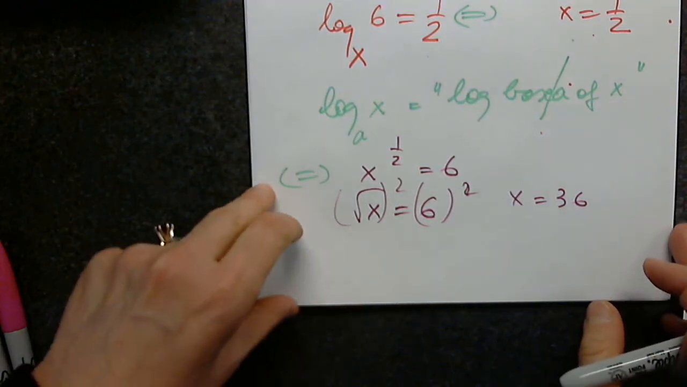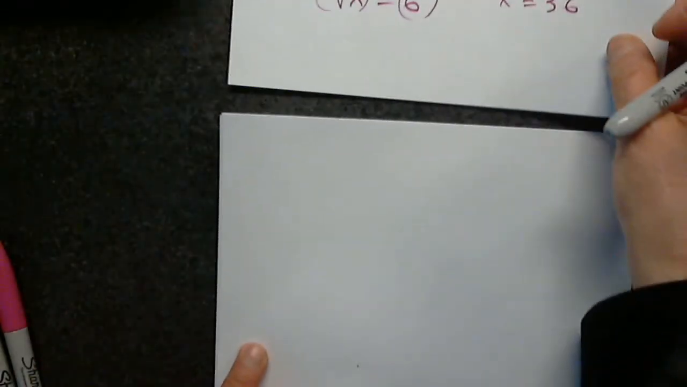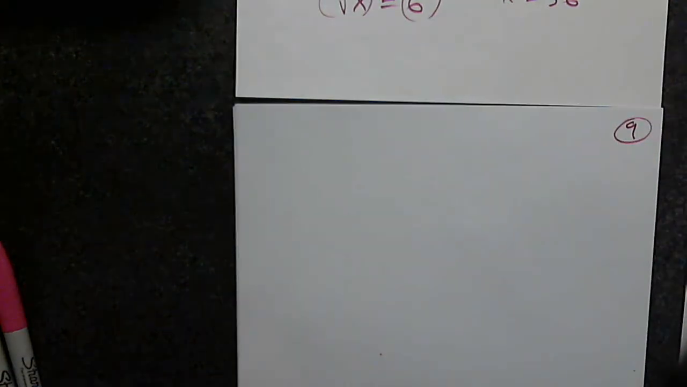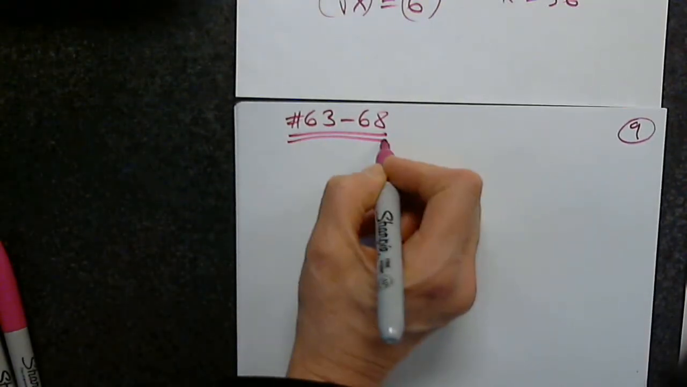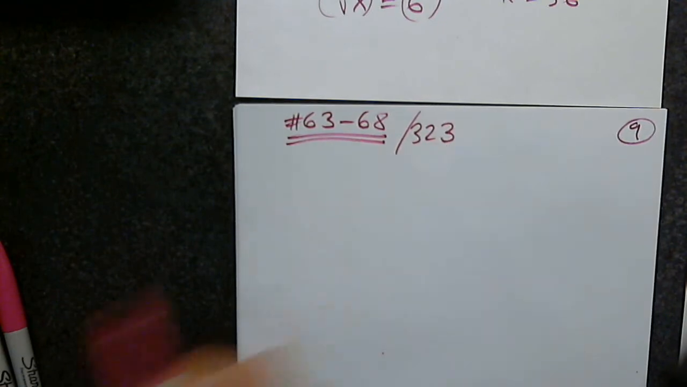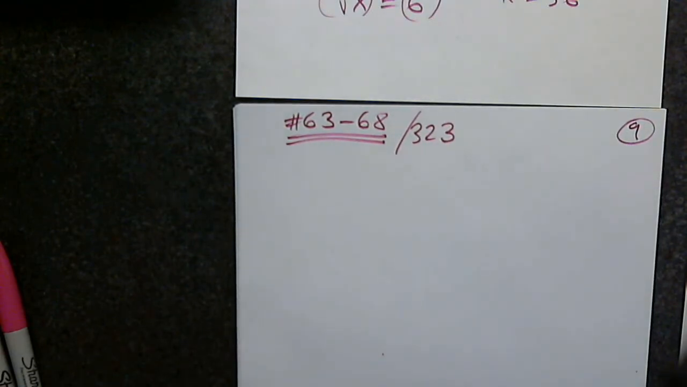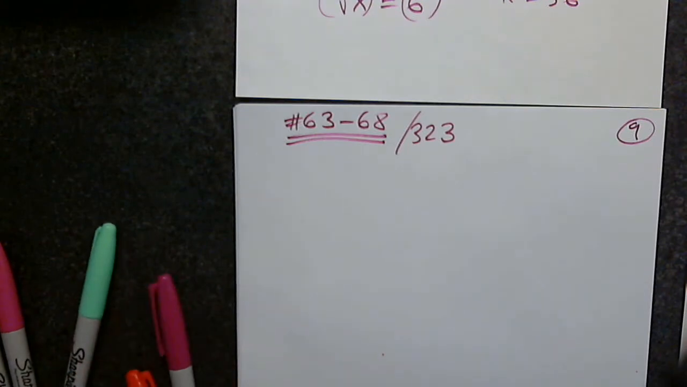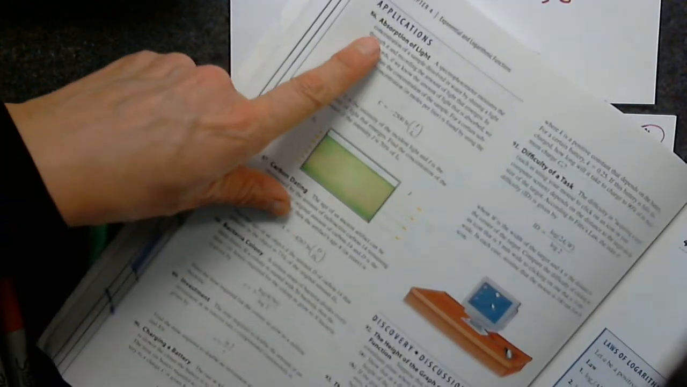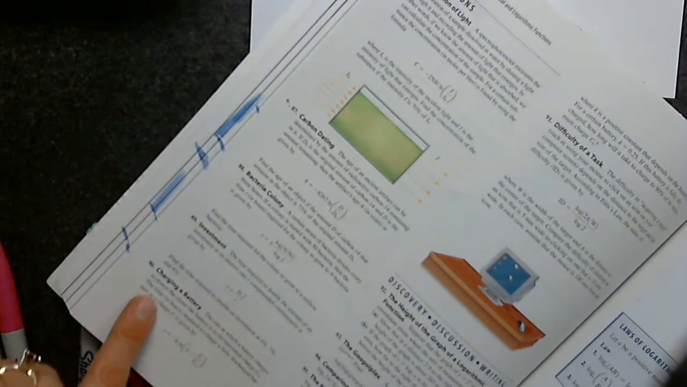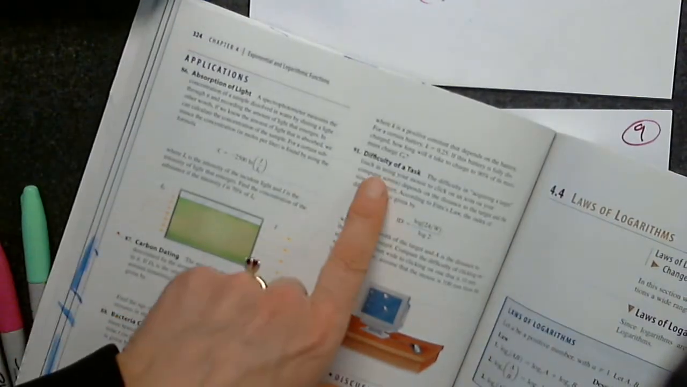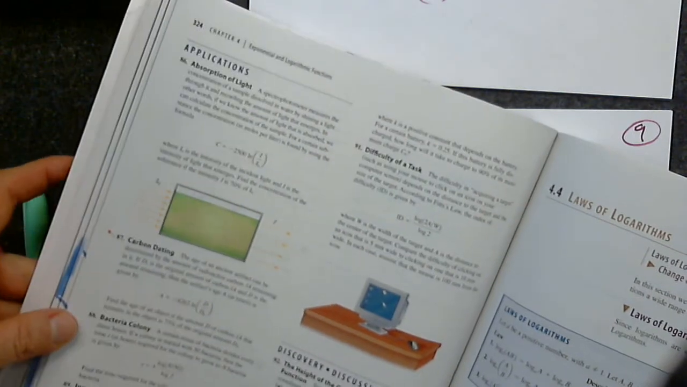And then we'll graph both shapes. We graphed them last time, but I still want to graph them slowly in transformations. Very, very important type of problem, 63 through 68, page 323. And then I would like to show an application. With just simple log functions, you see absorption of light, carbon dating, bacteria colony, investment, charging a battery, difficulty of a task, and it goes on forever.